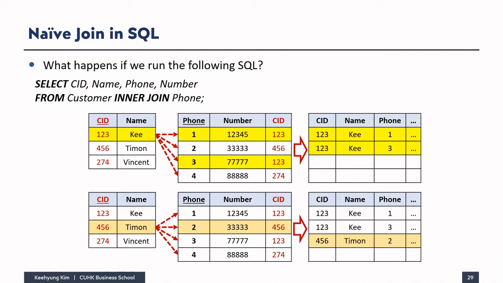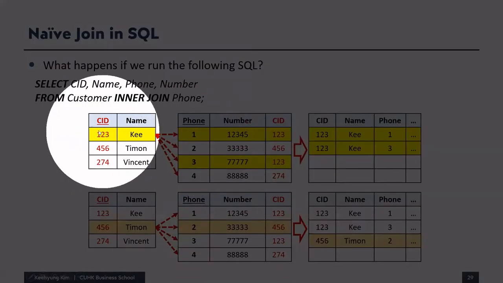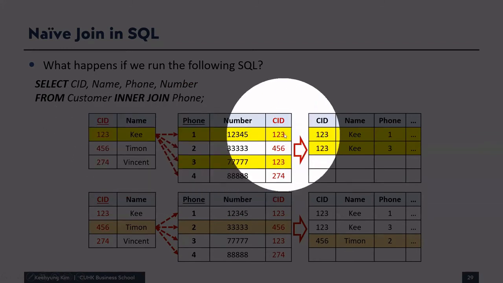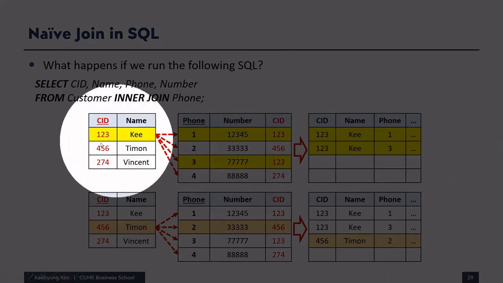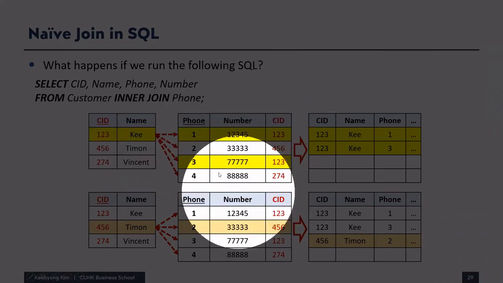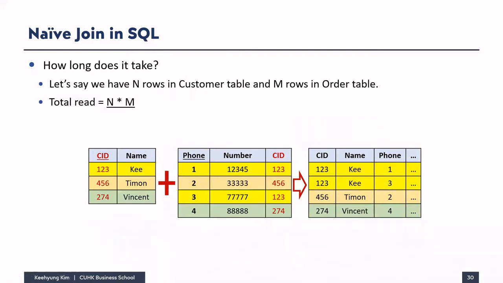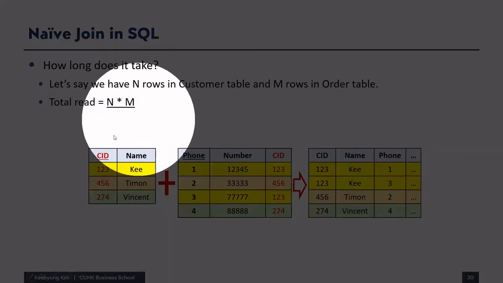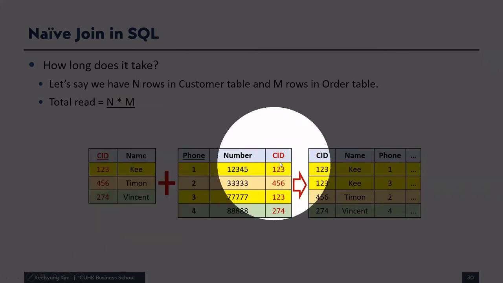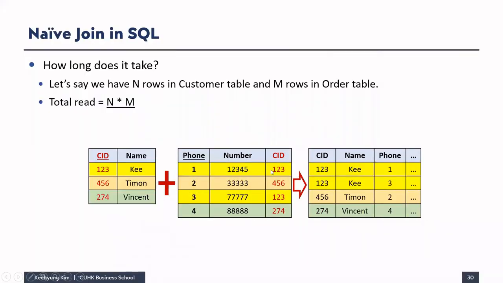So if we use a naive join, basically for each customer CID, MySQL will look for a CID match in the phone number table. So for each customer, it will scan the entire phone number table. So the total number of operations it will take will be n multiplied by m, if we have n customers and m phone numbers in the table. That's what we talked about last time.